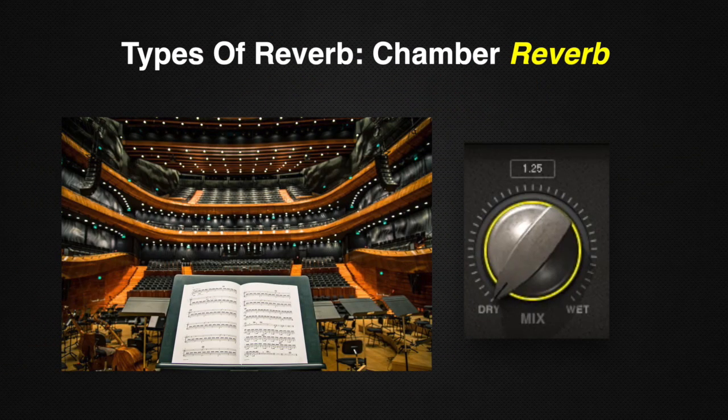Next up is the chamber reverb. These reverbs were originally designed for orchestras. They are very similar to hall reverbs, except they are a little bit of a smaller space. The decay time of this reverb is around 0.5 seconds to 2 seconds. Chamber reverbs are good to use if you want to add a clear, large, and lush space to your sound without being overpowering like hall reverbs can be at times.